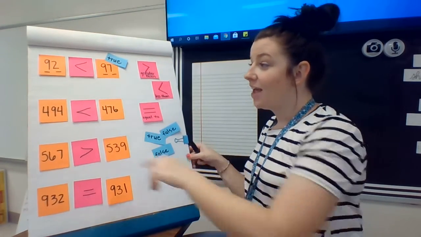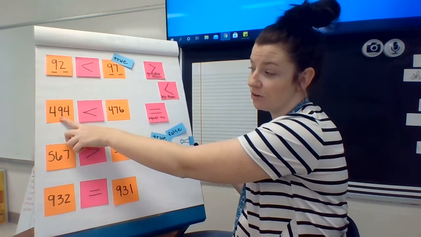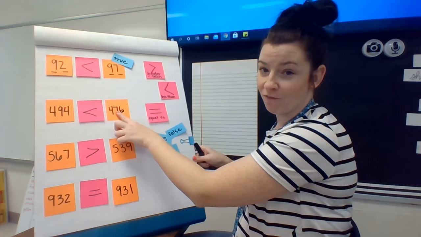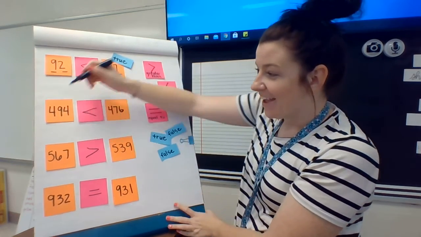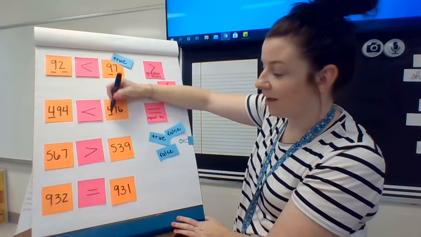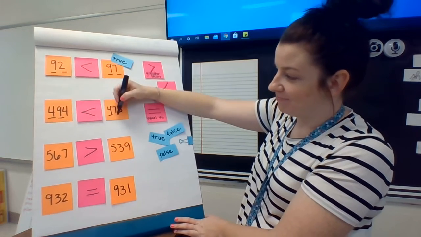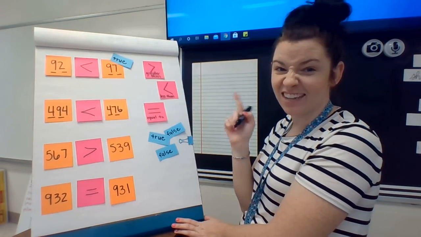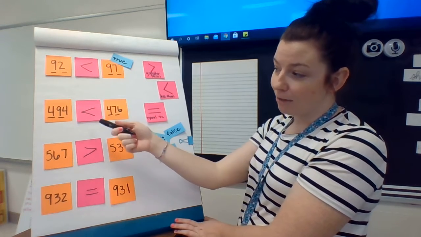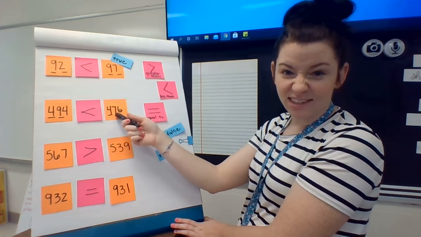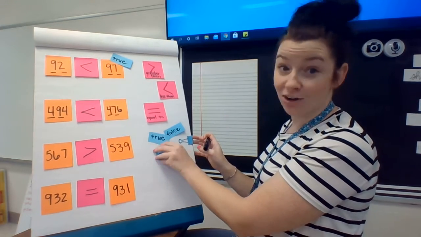Now let's check the next one. I have 494 and I have 476, but I said 494 is less than 476. What do you think? Let's check. In my hundreds place, I have a 4 and a 4. They're the same. Let's look at the tens place. I have a 9 and a 7. Okay, 9 is bigger than 7, right? But I'm saying that 476 is bigger, that my alligator wants to eat this number. Is that right? It's false. This one is not right.